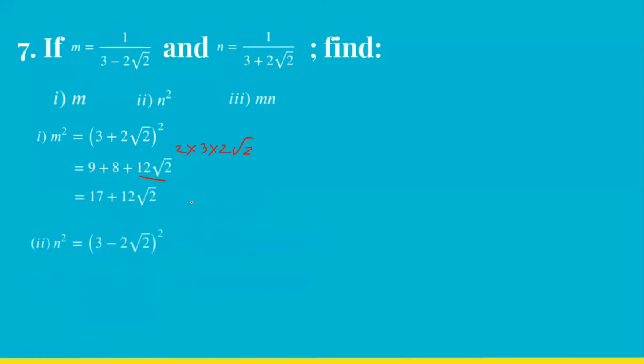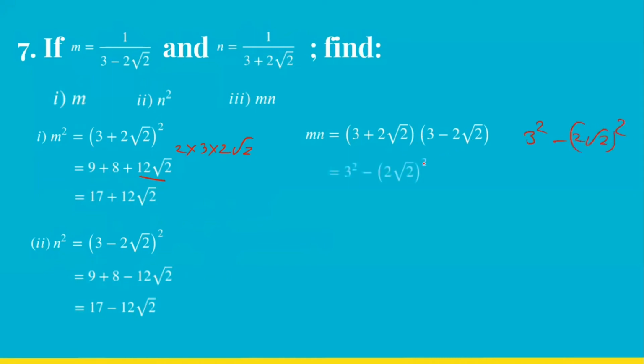n square is 3 minus 2 root 2 the whole square. Again, a square plus b square minus 2ab. So this is how 9 plus 8 is 17 minus 12 root 2. Now find m and n and take the product of these two. Value of m and n, 3 plus 2 root 2 into 3 minus 2 root 2. This is the easiest one. A plus b into a minus b is a square minus b square. So a square is 3 square, which is going to be 9. 2 root 2 square is 8. 2 square is 4, root 2 square is 2, 4 2s are 8. So 9 minus 8 is going to be 1. Got it?